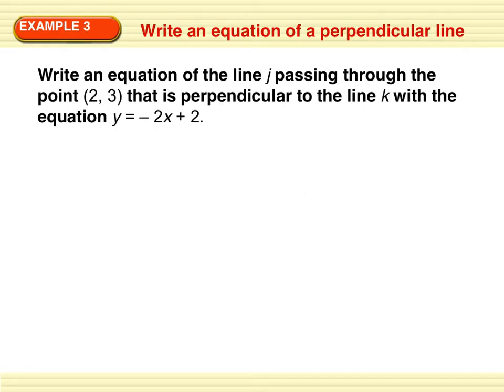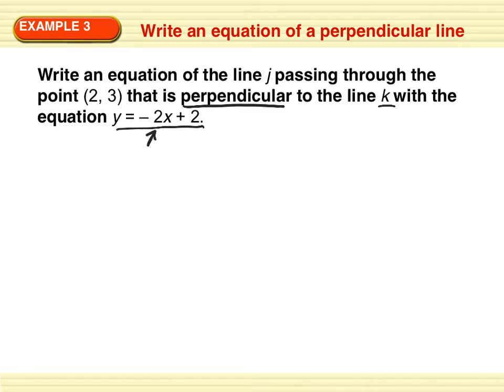Write an equation of the line j, which passes through the point (2, 3), that is perpendicular to the line k with the equation y equals negative 2x plus 3. So k has this equation. But we're looking for the line that is perpendicular to this one. So it would have the opposite reciprocal for a slope. So this one has a slope of what?